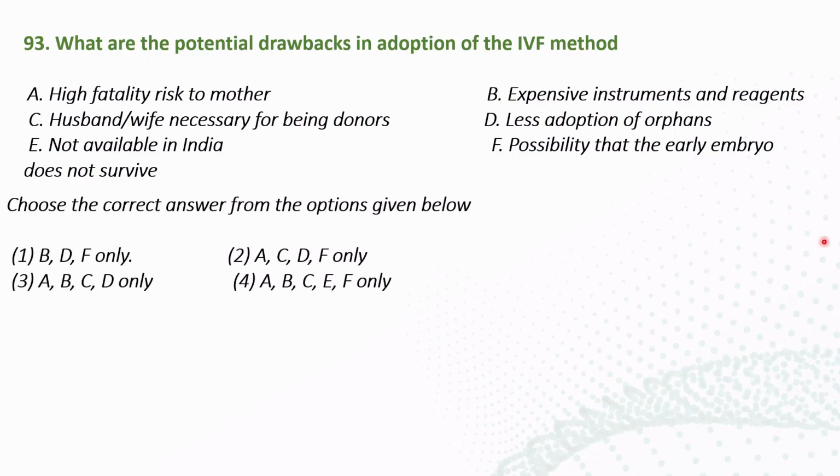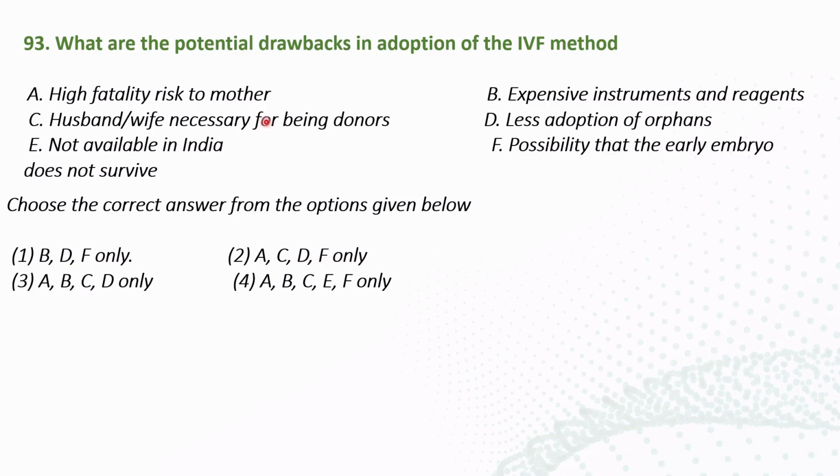Here they have given the question: what are the drawbacks? We know that for each process there will be some drawbacks or disadvantages. The options were: high fertility risk to the mother, expensive instruments and reagents, husband or wife necessary for being donors, less adoption of orphans, not available in India, and possibility that the embryo does not survive. In this you have to say what the drawbacks were.